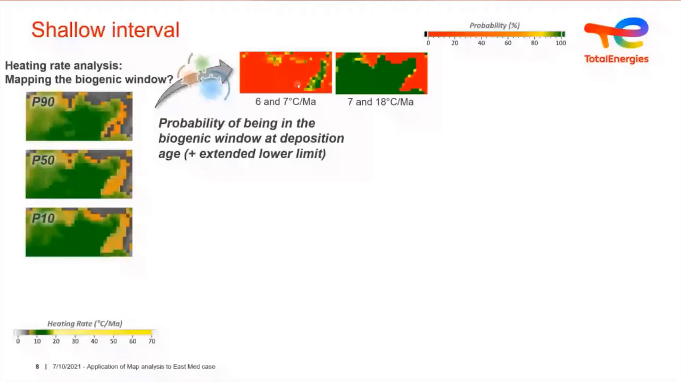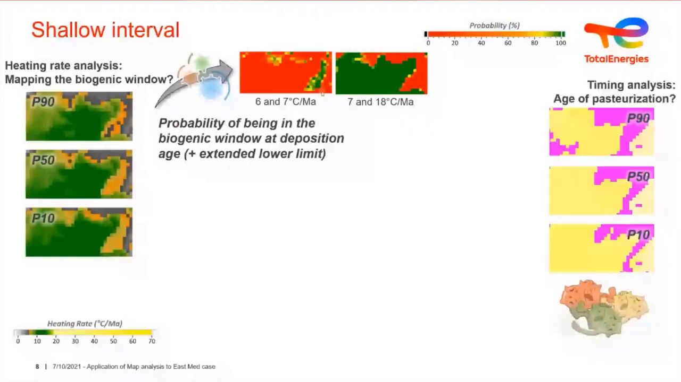It's quite obvious to see the biogenic window here. It's the greener part, and here it's bigger, and for the P10 it's even bigger. These probability maps are a very easy way to display those properties in a single map. So here you have two extractions: the main biogenic window, and also the very low fringe of this biogenic window. I just extracted that one as well.